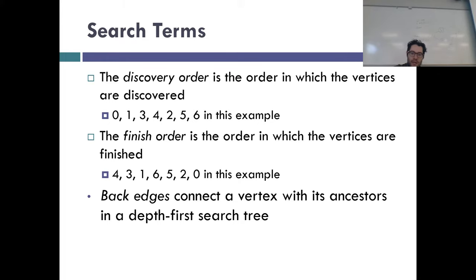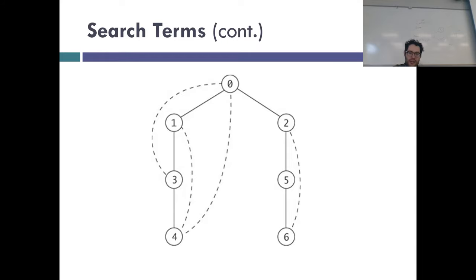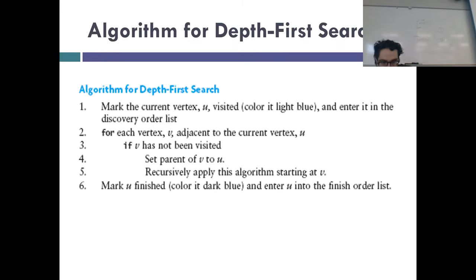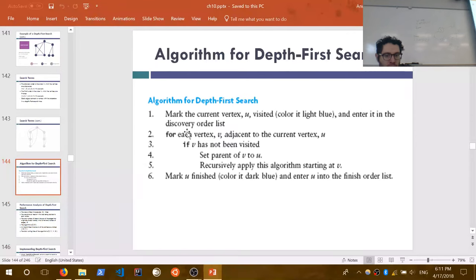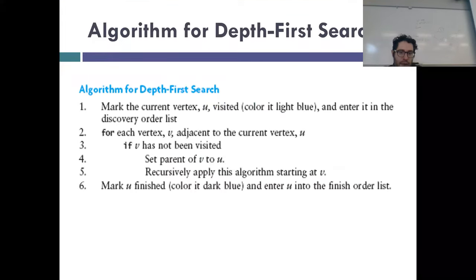So we can also basically create another tree-like structure here. Here are all the edges in the graph, with the ones that we popped off being full edges, and the ones we didn't travel we call back edges, which are the ones in dashes. So it gives us another way to organize our graph. Okay, so here's essentially the algorithm from that.